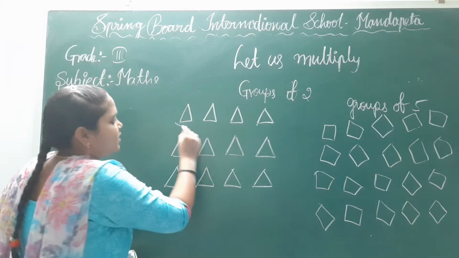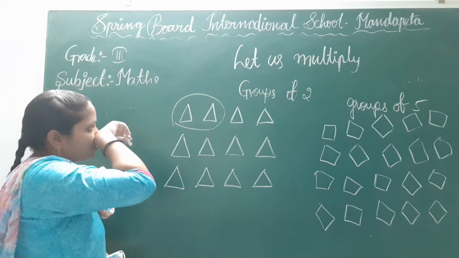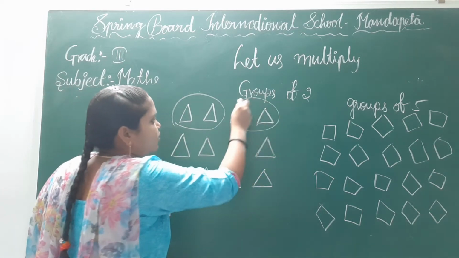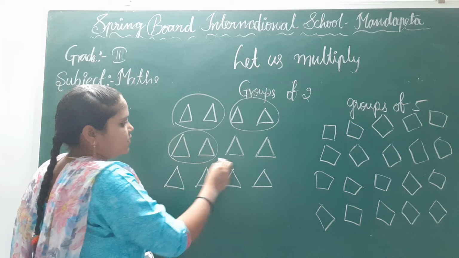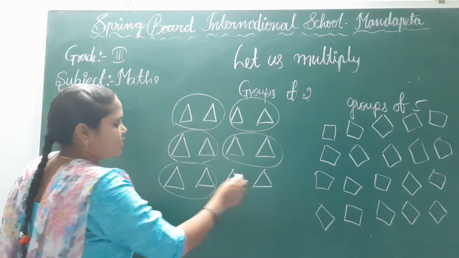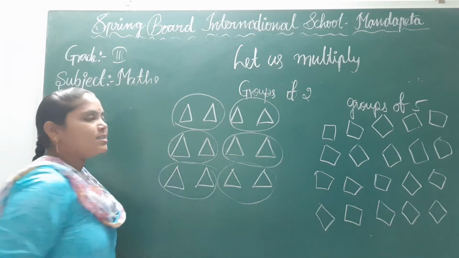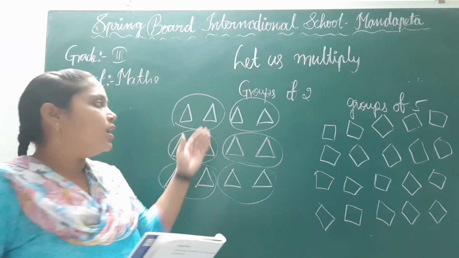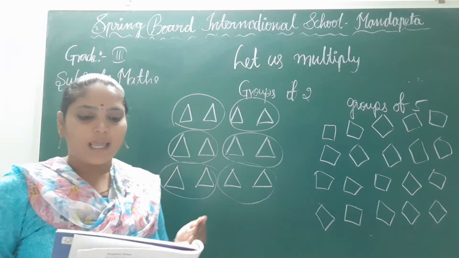So first, group the two triangles. Now this is a group of 2. This is one group of 2. This is one group of 2. This is one group of 2. And this is one group of 2. Okay, here each group has 2 triangles.